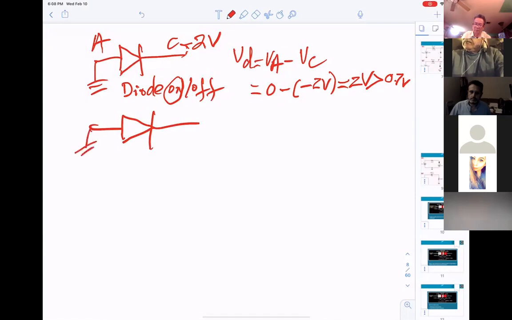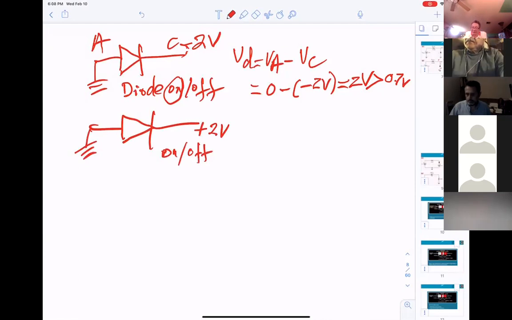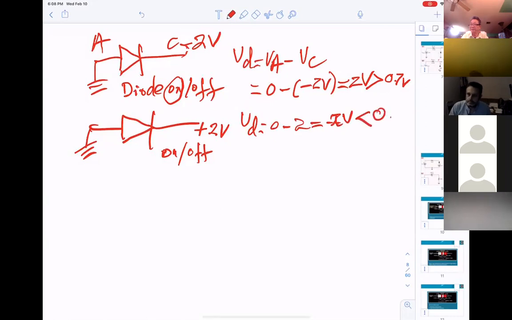Minus 2. And 0 is more positive than minus 2. Okay, so it is off. Off, because the cathode is more positive than the anode. So you can do the calculation: 0 minus minus 2. Right, less than 0.7. So the diode will be off.